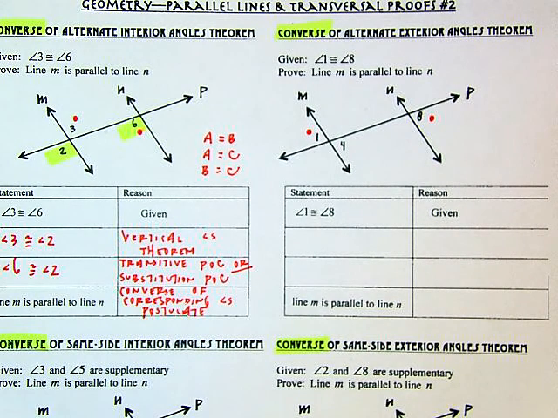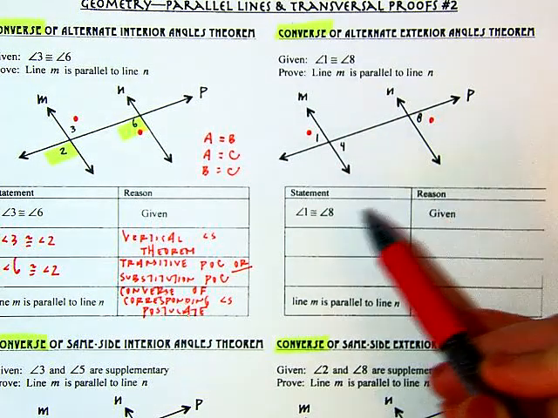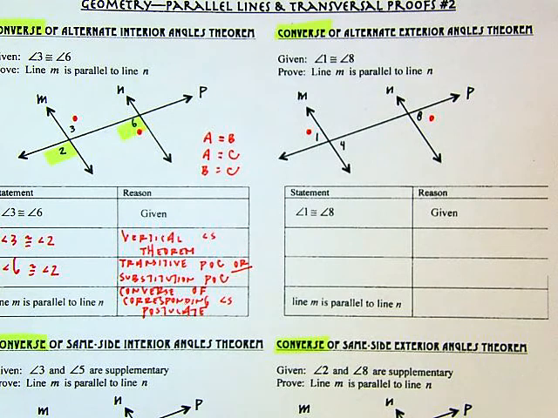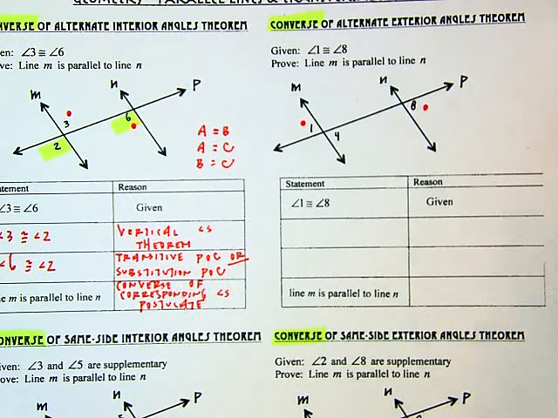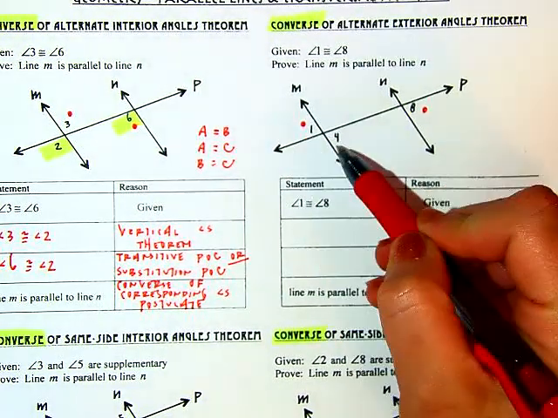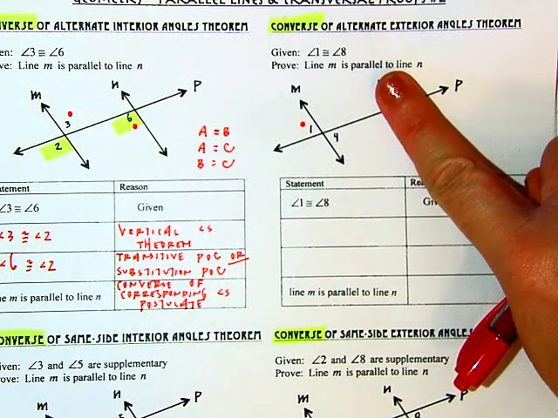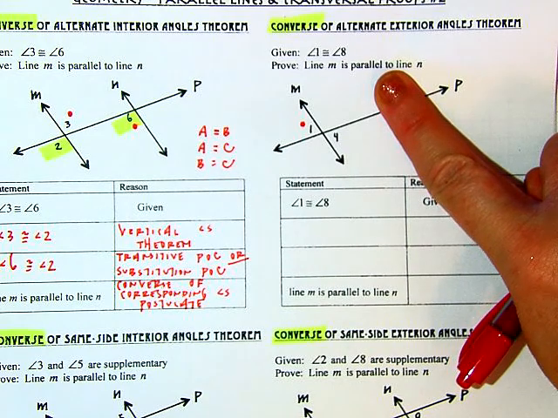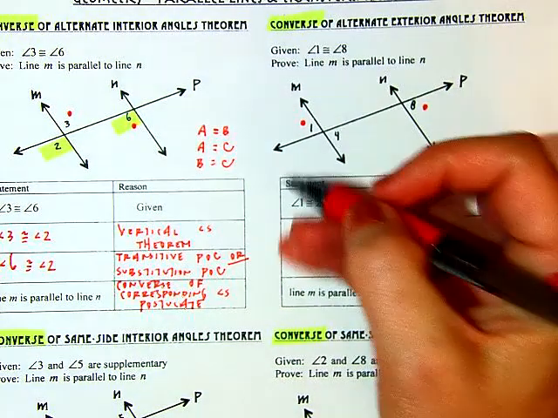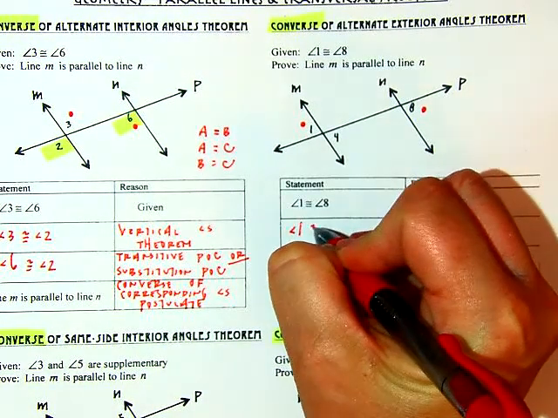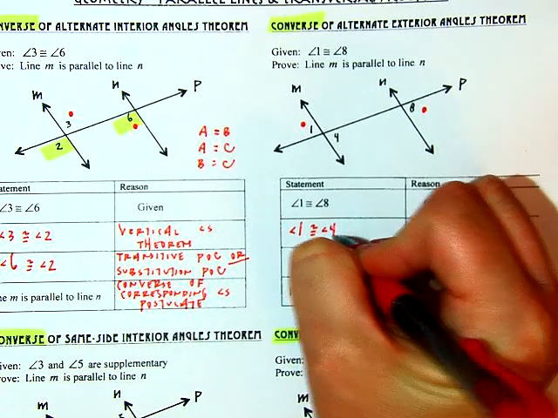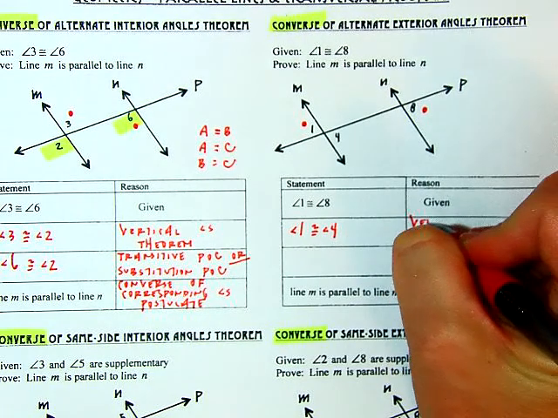So again, I'm looking at my picture and I'm looking for any other angle relationship that does not rely on my lines being parallel. So if I look at angle 1 for a moment, I can see, well, angle 1 is congruent to 4, right? I didn't need that other line to help me make that connection. They're vertical angles. So I can say that angle 1 is congruent to angle 4. Vertical angles theorem.